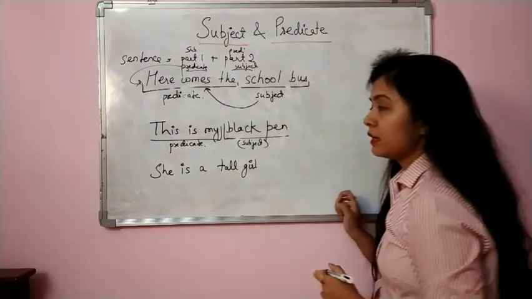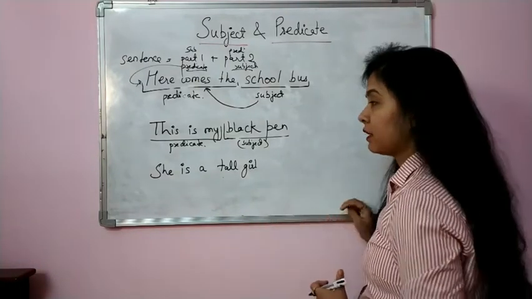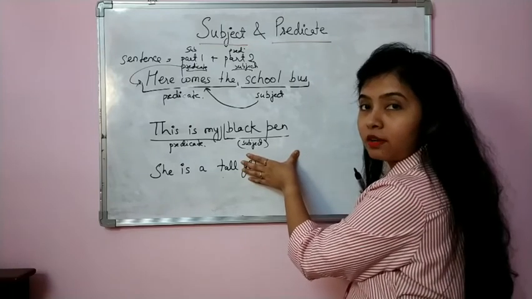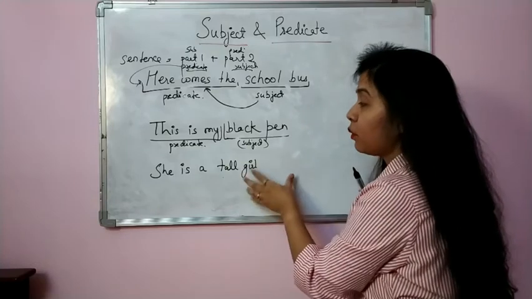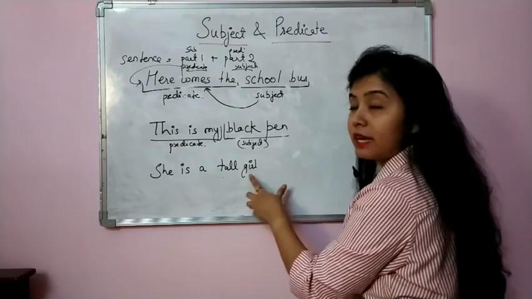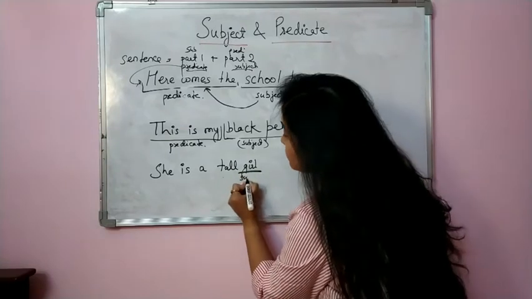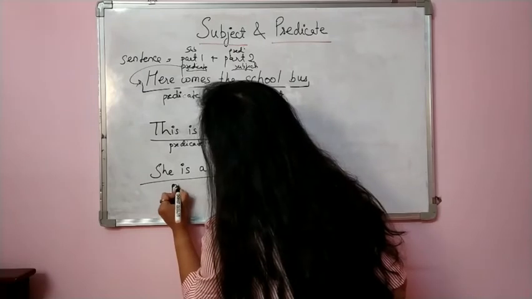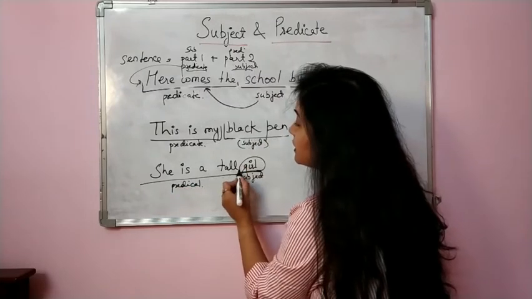Similarly, read this sentence. She is a tall girl. Now read it without girl. She is a tall what? Girl. So we are telling about this girl that she is tall. Therefore, the girl will become the subject and "she is a tall" will become the predicate. That this girl is tall.